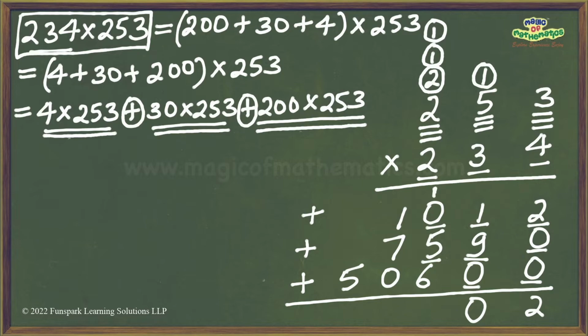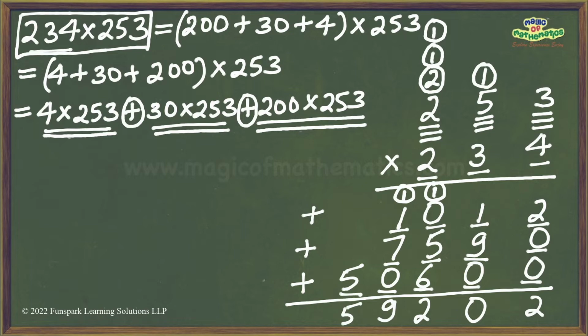0 plus 5 plus 6 gives me 11. Adding this 1, I get 12. I retain 2 and carry forward 1. 1 plus 7 plus 0 gives me 8. Adding this 1, I get 9. I bring this 5 down and I am done.